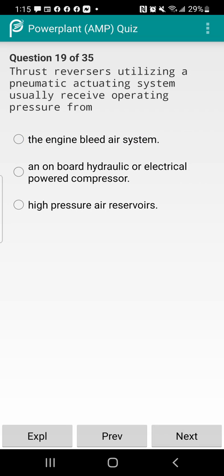Thrust reversers utilizing a pneumatic actuating system usually receive operating pressure from the engine bleed air system.